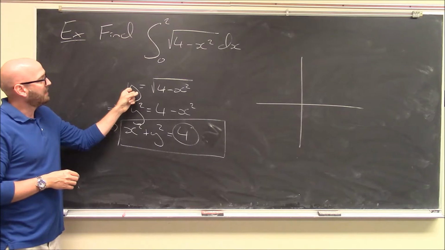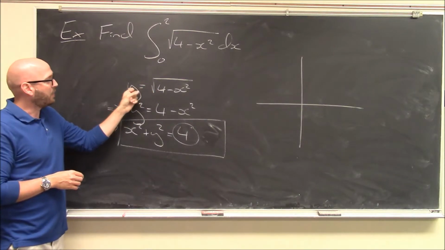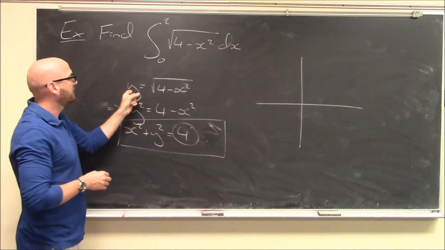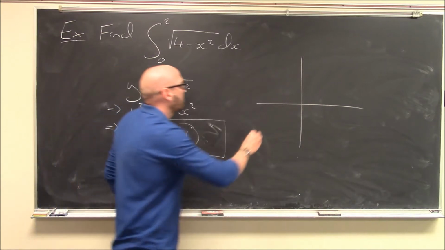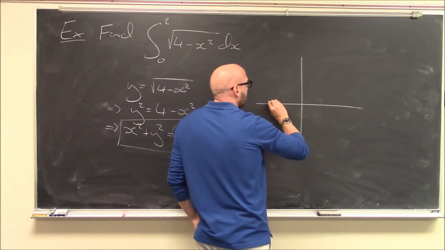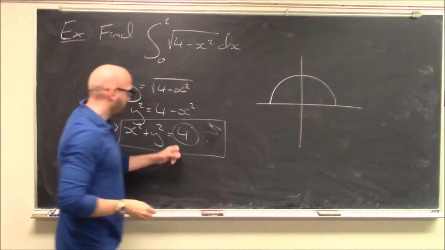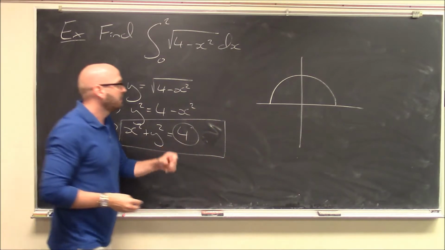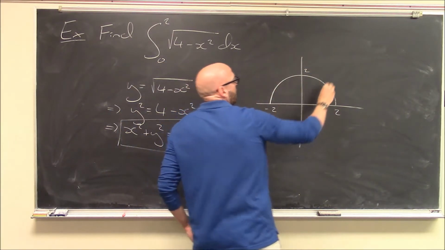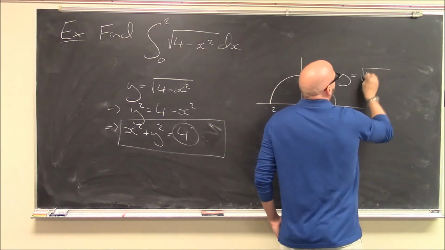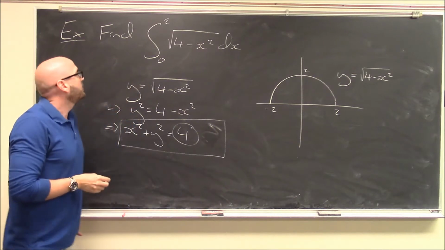Up here, y is the positive square root. It's not allowed to be the negative square root, so y can only be positive. So once I take the square root of both sides, I'm throwing away the negative values of y. So it's actually only the upper half of the circle. It's the upper half of a circle, centered at the origin, of radius, remember, 4 is r squared, so radius 2. So there's the graph.